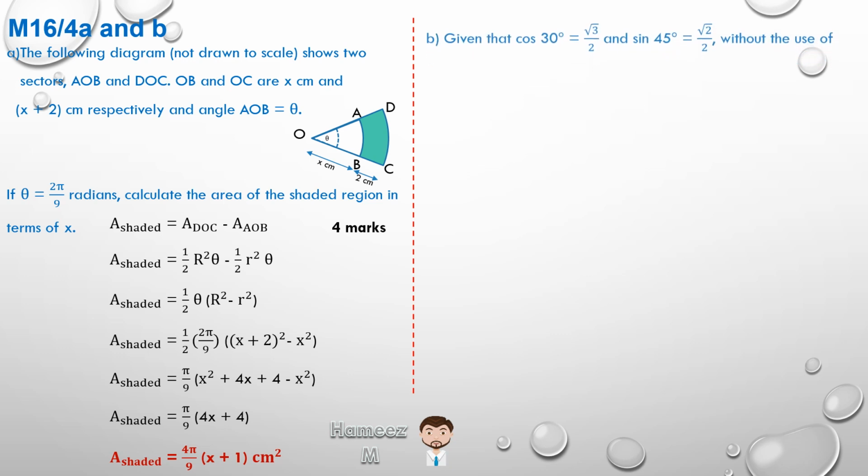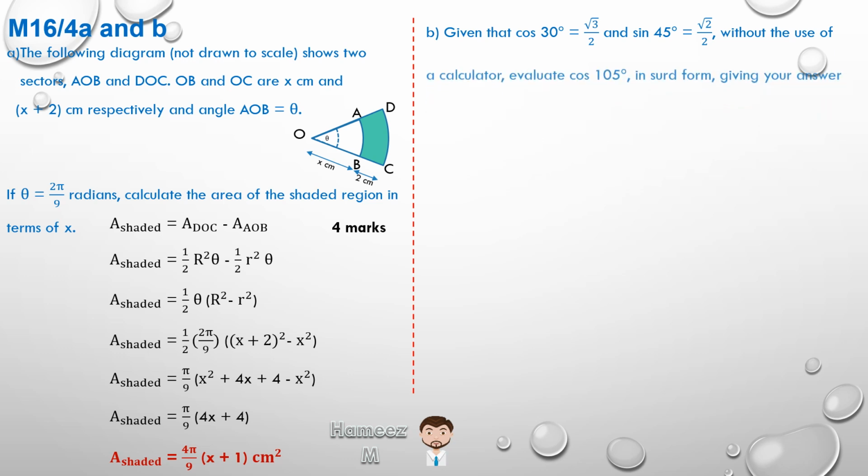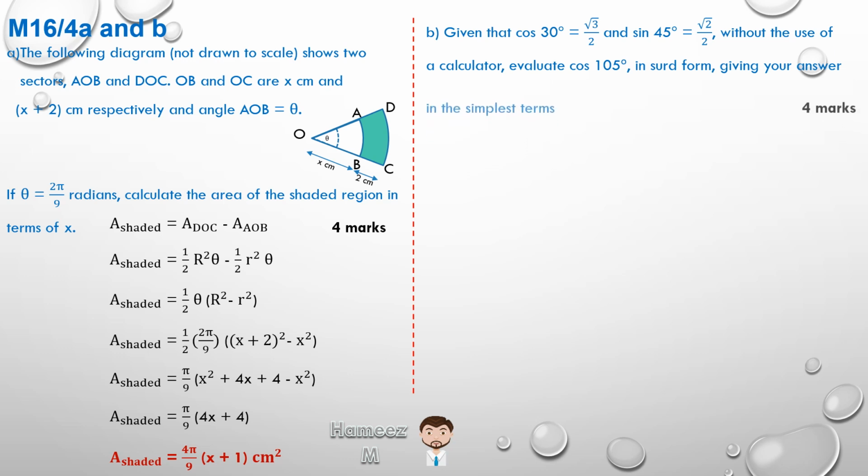Part B. Given that cos 30 degrees is equal to root 3 on 2 and sin 45 degrees is equal to root 2 on 2, without the use of a calculator, evaluate cos 105 degrees in surd form, giving your answer in the simplest terms. And of course, just like every other topic in mathematics, there are multiple ways to solve this.